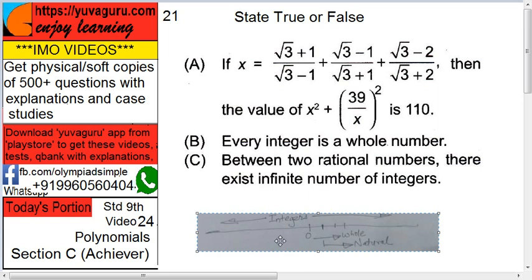Now what are whole numbers? Whole numbers start from 0. So every integer is a whole number is false, because every whole number is an integer. That may be true. Okay. Now next. So B is false.